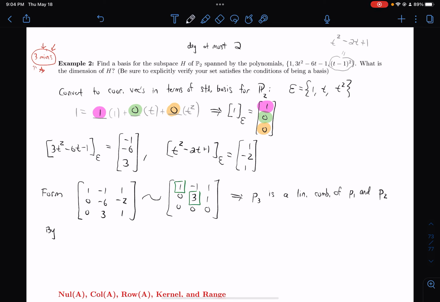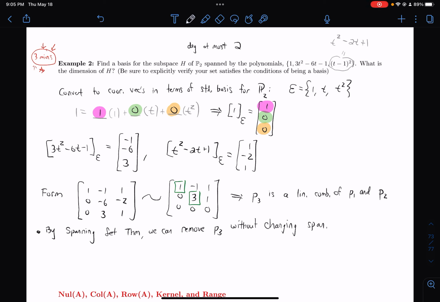So I'll say by the spanning set theorem, we can remove P3 without changing the span. I'll put a bullet point next to that. That's one of the things that I need to show so that what I'll have left is a basis. The polynomials P1 and P2 still have the same span. They span the whole subspace H.